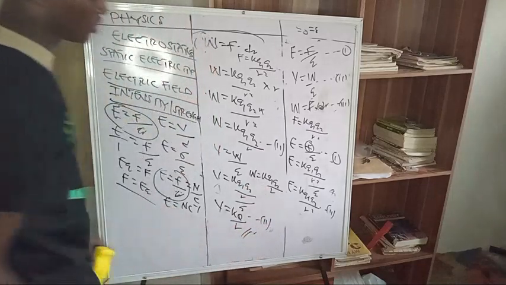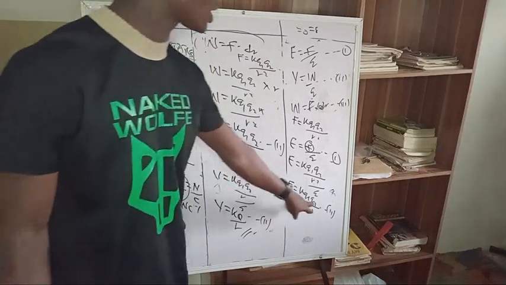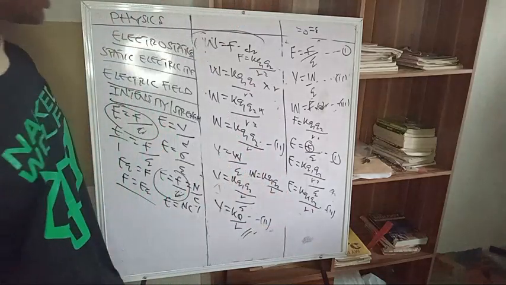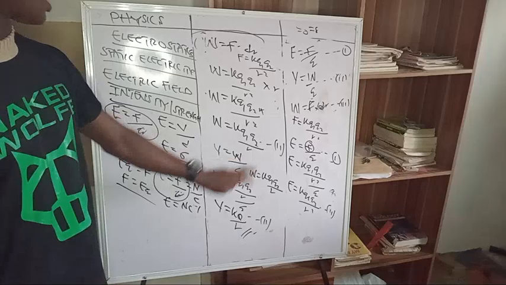This is the final value of electric potential. So we have E, electric intensity, which is force per charge, equal to KQ1, Q2 over R squared. Then we have work done to be KQ1, Q2 over R. Our V is KQ over R.